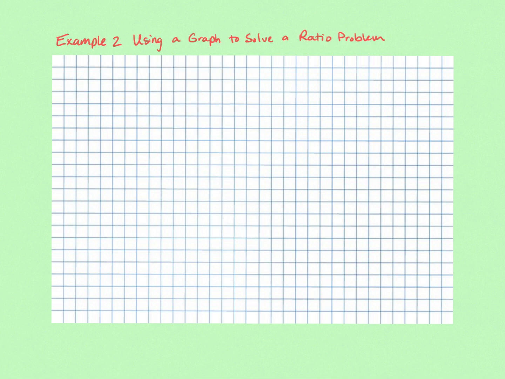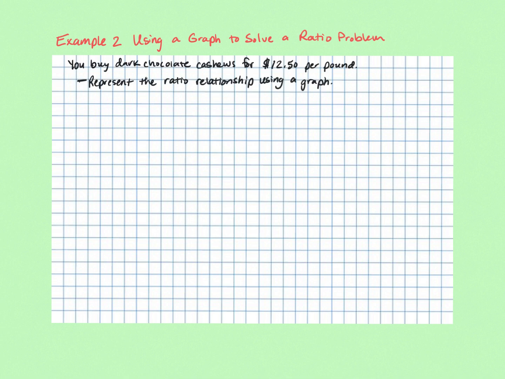Example 2 is using a graph to solve a ratio problem. So the problem calls for making a graph to represent a ratio relationship. You buy dark chocolate cashews for $12.50 per pound. Now I have to put that into a graph. But before I do that, you're going to create a ratio table that shows the relationship to start. I'm going to fill in a few of these in my ratio table.